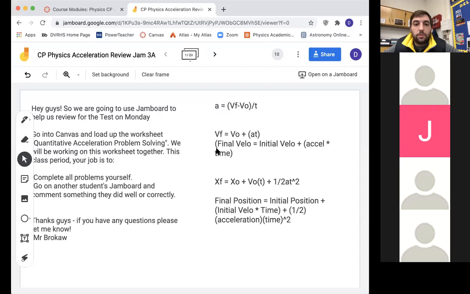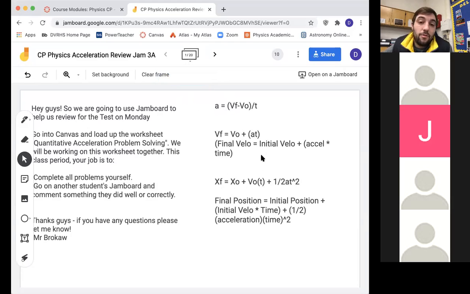So these are our 3 formulas here. If you guys look at page 1 of the jam board, these are our 3 formulas here. Either a equals vf minus vo divided by time, final velocity equals initial velocity plus acceleration times time, and then the big one, final position, xf equals initial position plus initial velocity times time plus 1/2 times acceleration times time squared.